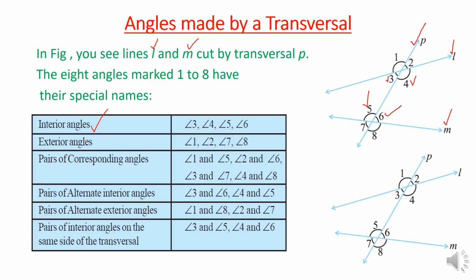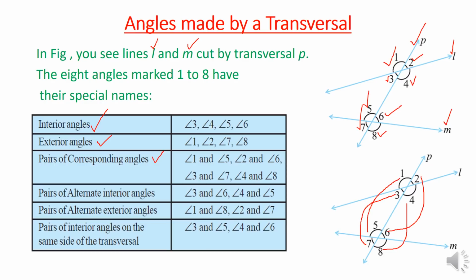Now, let us understand the exterior angles, which are outside the parallel lines. Here they are 1, 2, 7 and 8. These are the exterior angles. Now, we will understand the pairs of corresponding angles. Let us go to the next figure. Here angle 2 and angle 6, similarly angle 1 and angle 5, these are corresponding angles. Here 4 and 8, similarly 3 and 7, these are also corresponding angles.